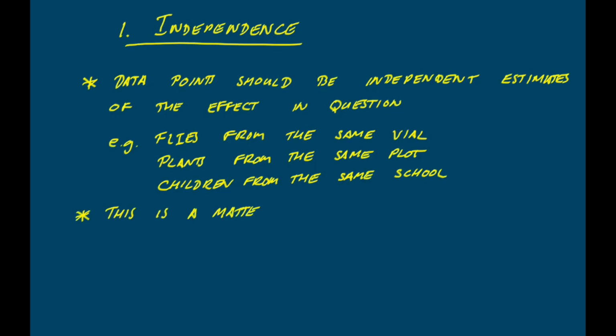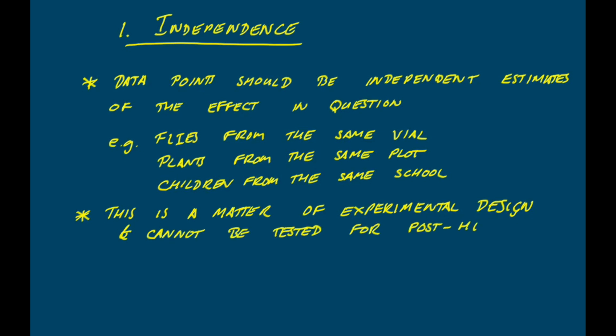It's not something that you can actually test post hoc. It's a matter of experimental design. There's no test you can do on your data to say, are these data independent? Independence is a matter of experimental design. It's much better to think about it before you start doing your experiment than after you start doing your experiment. Lots of people make errors when they're doing science with independence of data.